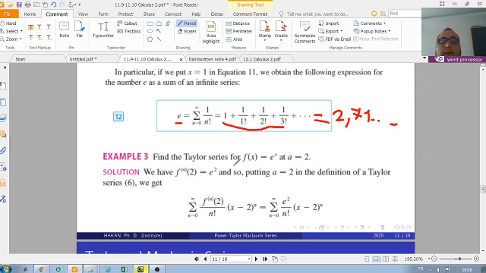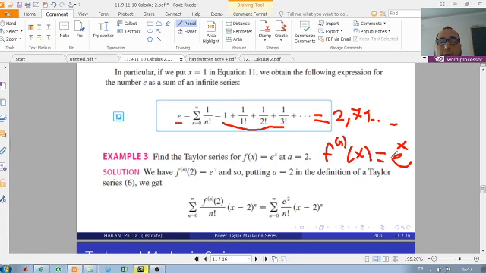So find the Taylor series for the same function at a is equal to 2. In the previous example we found the Maclaurin series, which is the Taylor series at a is equal to 0. So now we will find the Taylor series expansion of e to the power x at a is equal to 2. The nth derivative of f is equal to e to the power x. In the previous example we found the nth derivative is equal to e to the power x.